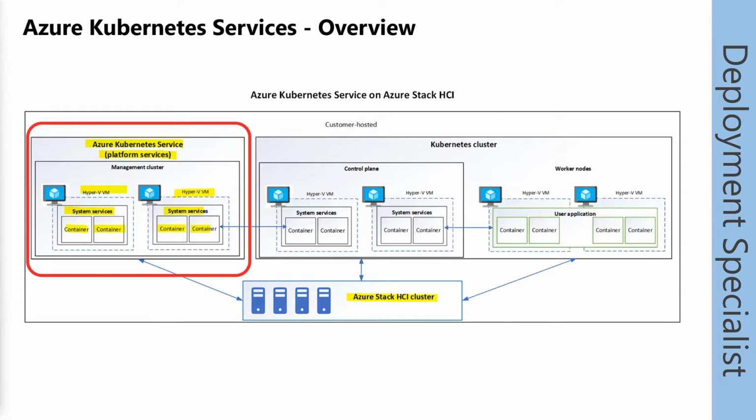Kubernetes services, that means we talk about containerized workloads. In the Kubernetes cluster itself, we have the control plane and the worker nodes. The control plane consists of Hyper-V VMs with system services that talk to the system services of the Azure Kubernetes Services Platform Services. This control plane also communicates with the worker nodes on our Azure Stack HCI cluster.